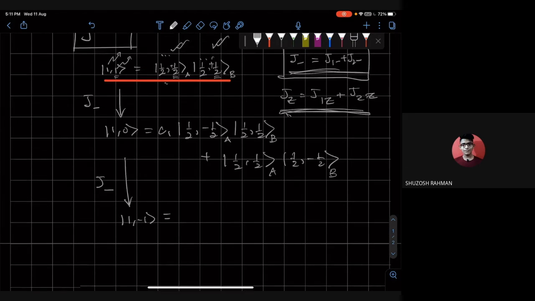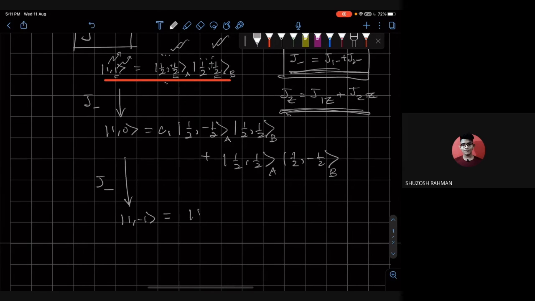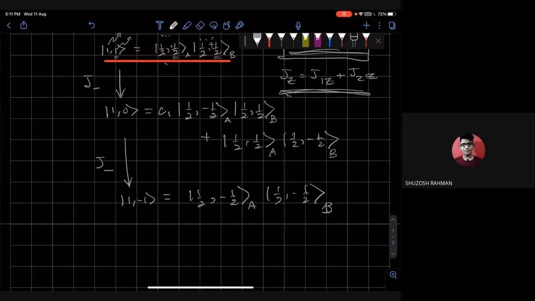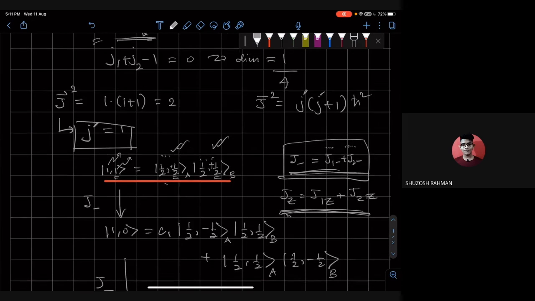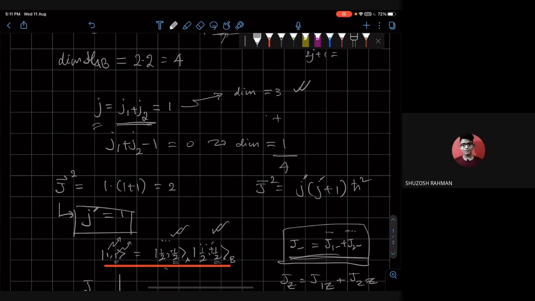And here, what will you get? You can guess, you will just get this thing. Okay? So we keep on using the J minus operator on that state, and then if you apply J minus again, you're not going to get anything. And this is the three-dimensional multiplet we talked about here, right?